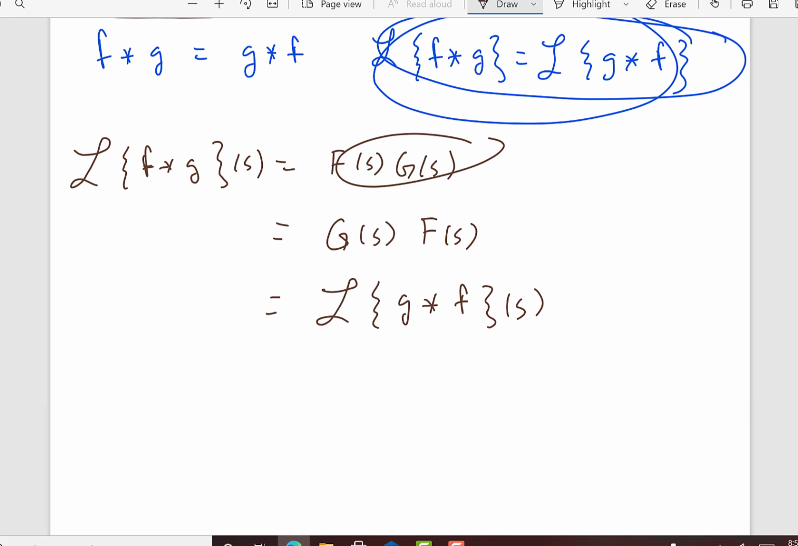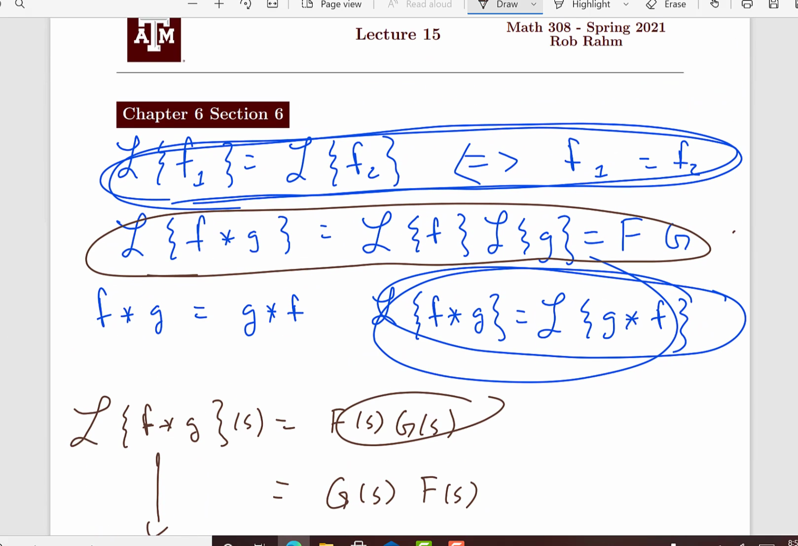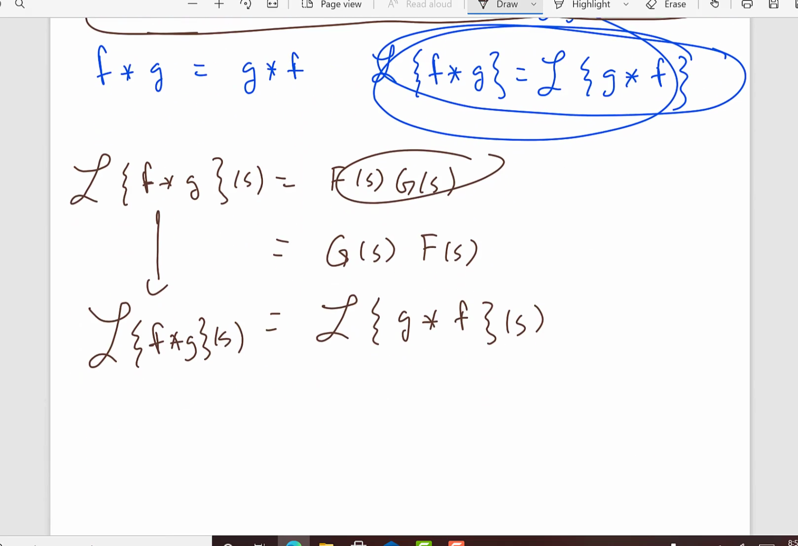Okay, and so this chain of equalities, if I bring this down, this chain of equalities tells us that the Laplace transform of f convolved with g is equal to the Laplace transform of g convolved with f, and then we use this fact right here to conclude that f convolved with g is equal to g convolved with f.